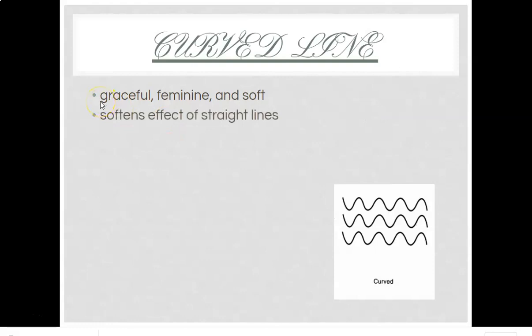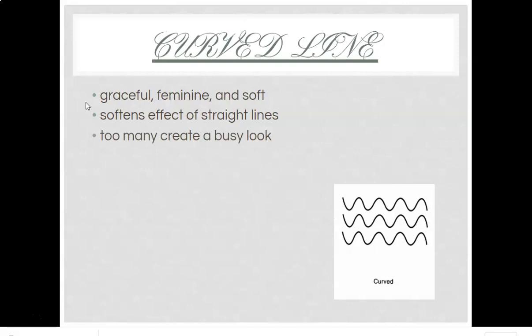And the last type of line we're going to talk about is called a curved line. Sometimes they're curved in more of a circular position, like you see in the letters at the top, and sometimes they're more like a wavy type of line. These curved lines tend to give off a feeling of gracefulness, feminine, and soft feeling. These lines soften the effects of straight lines.